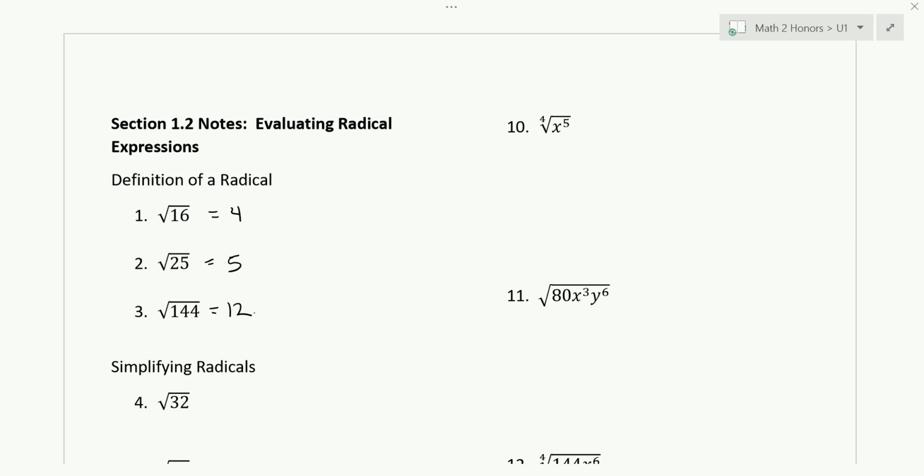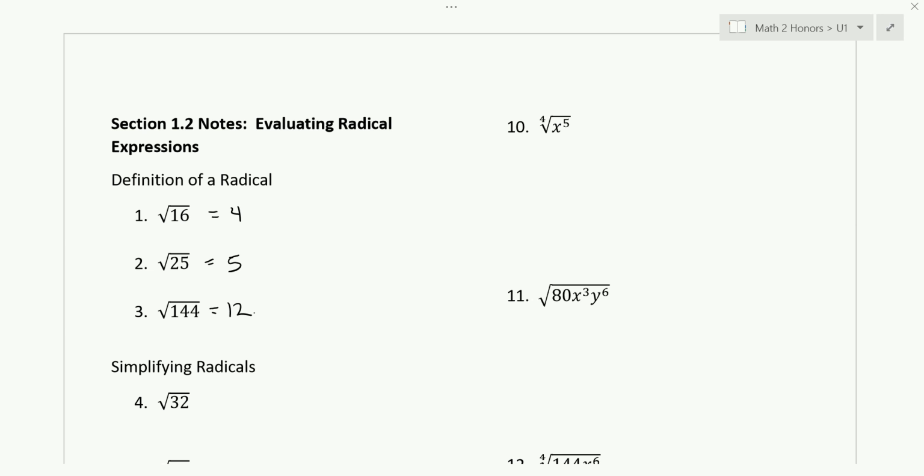So, 32 is not a perfect square, meaning you can't find an integer that if you multiply that integer with itself, you get 32. Square root of 32, though, is between what two integers? 5 and 6. Okay, so it's bigger than the square root of 25, but it's smaller than the square root of 36. So you know this answer is between 5 and 6, and if you put it into a calculator, it'd be like 5 point something. We can simplify this radical, though.